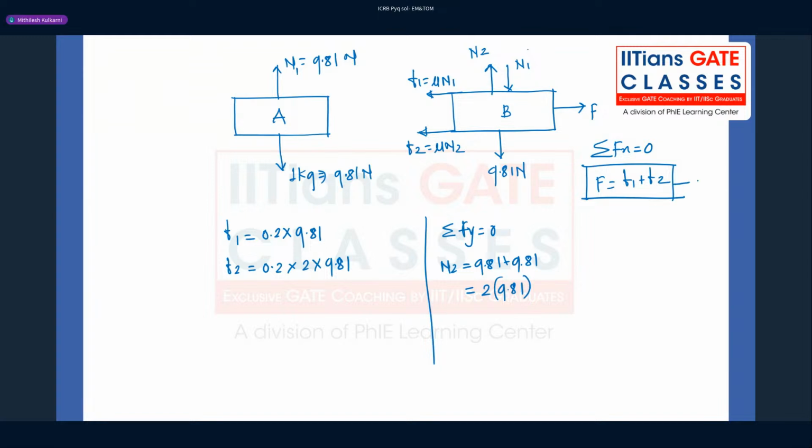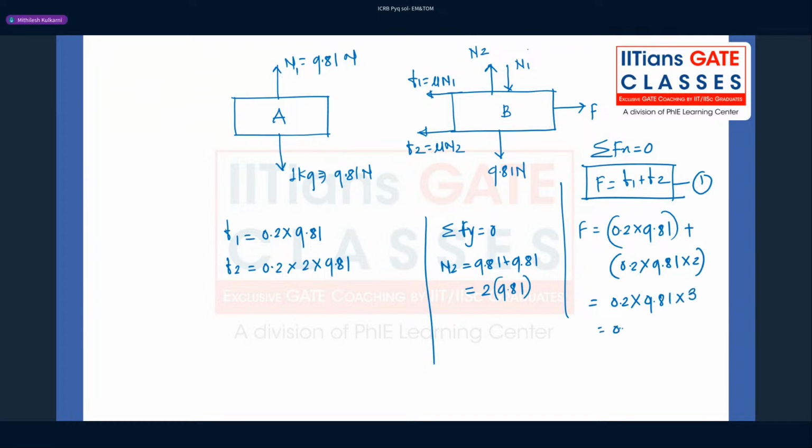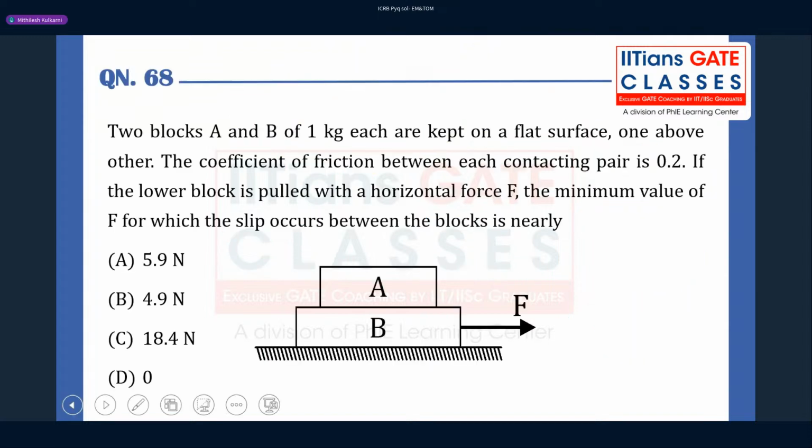Now, if I put it in this equation number 1, F can be written as 0.2 into 9.81, this is F1, plus 0.2 into 9.81 into 2. So basically, it's 0.2 into 9.81 into 1 plus 2, which is 3. So it's 0.6 into 9.81, which is 5.9 Newton. Okay, so the final answer in this case is 5.9 Newton. Hence, option A is correct in this case.